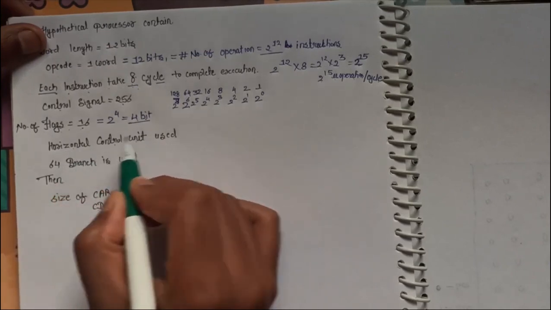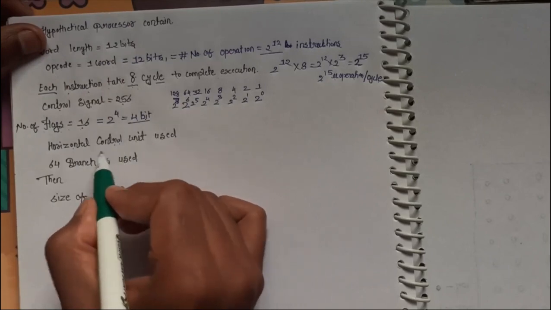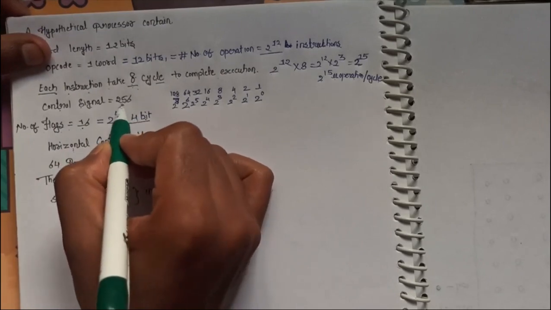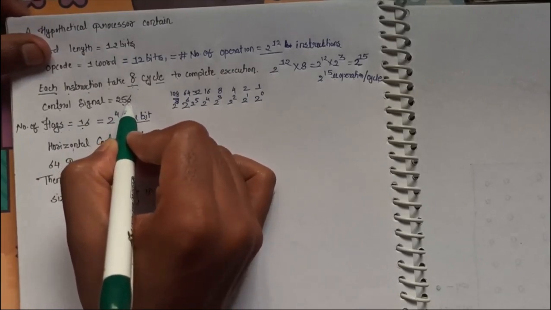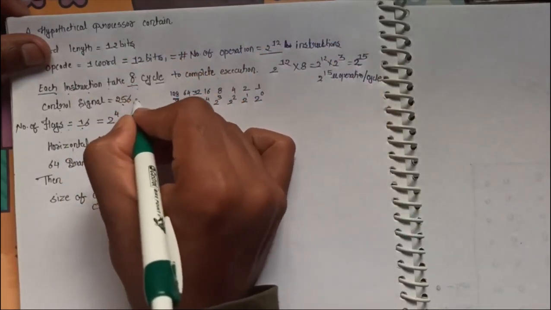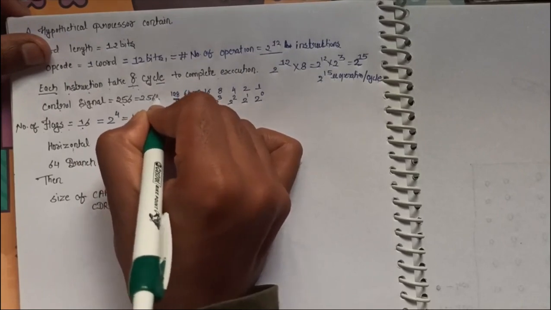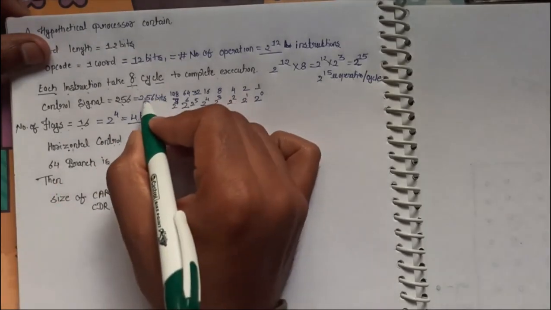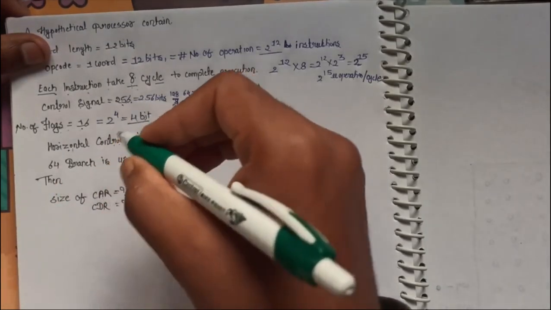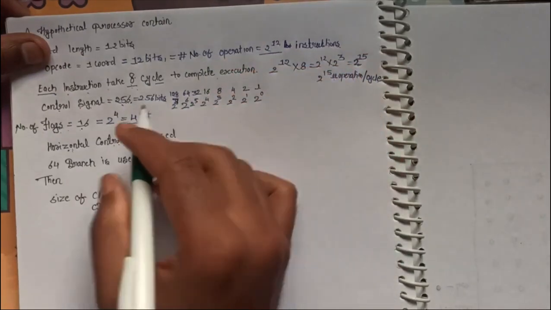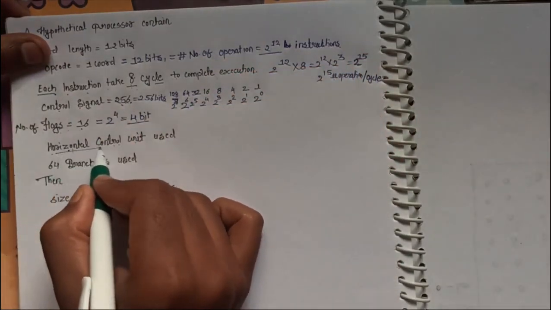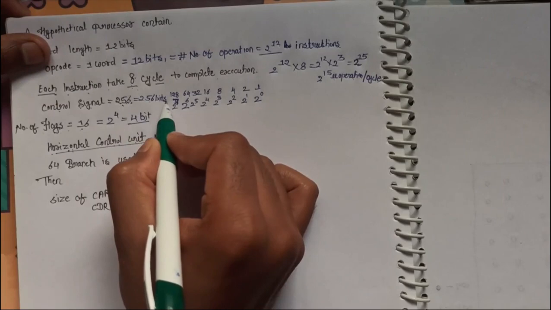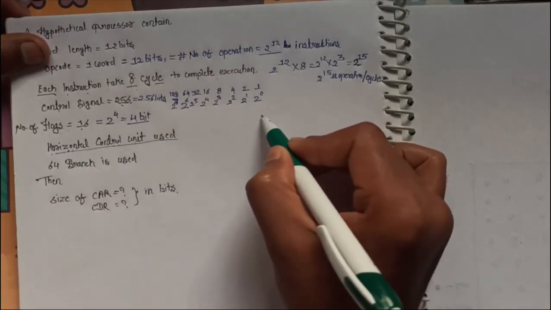Okay, now a horizontal control unit is used. So the control signal is 256, and 256 can be represented in bits as 256 bits. If it gives vertical, then we'll take the log of 256 and we'll get the value in terms of bits. But it is using horizontal. A horizontal control unit is used. That's why we are taking 256 as it is, 256 bits.